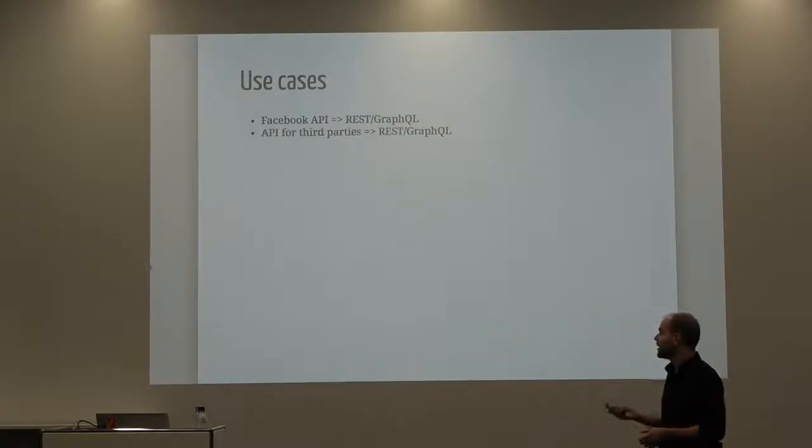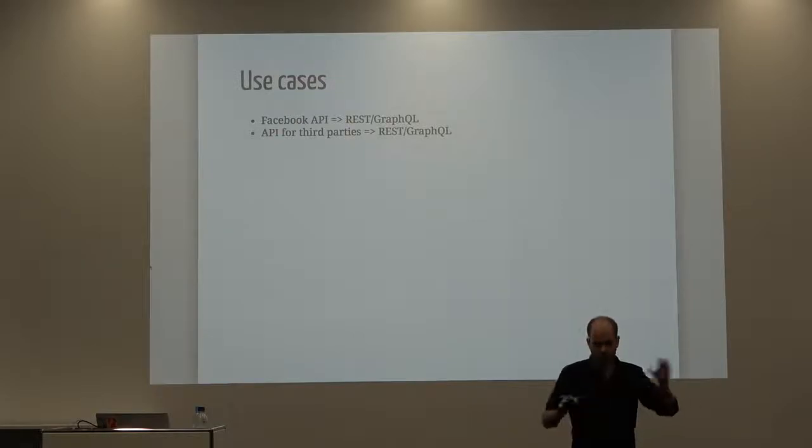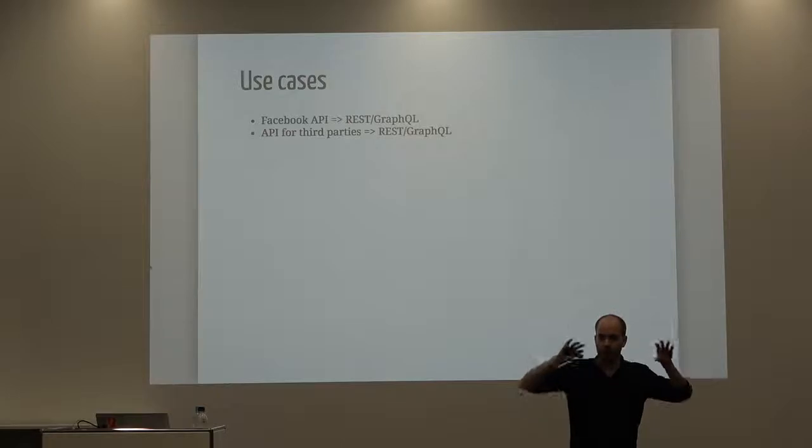And in general, if you want third parties to be able to access your data, to retrieve or mutate your data, you need a schema, because you don't want to be dependent on these third parties that are consuming your API.